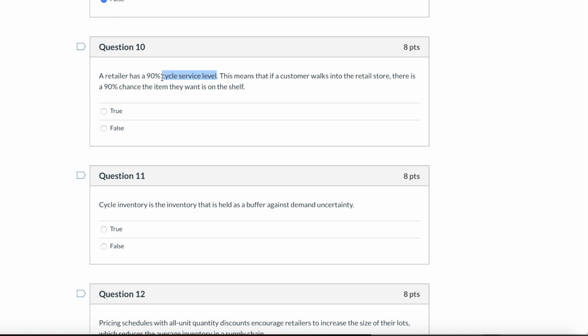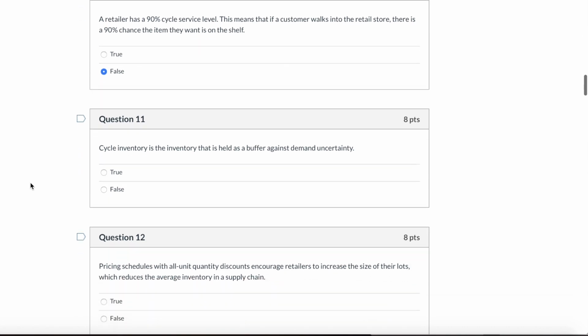And then fill rate, on the other hand, is what we're talking about here, where when you enter a store, what's the total chance that the store will have the item that you want? In this case, this is the exact example where they go into a retail store and there's a 90% chance that what they want is on the shelf. That's fill rate. So therefore, this is false because it's cycle service level and it doesn't match this definition.